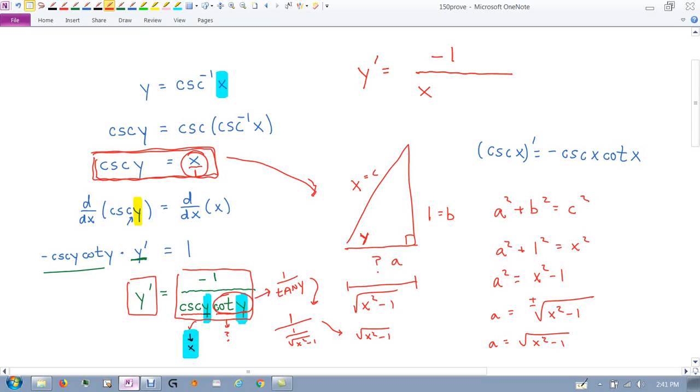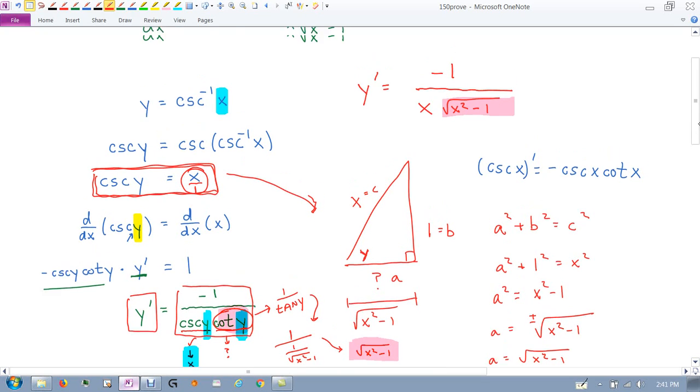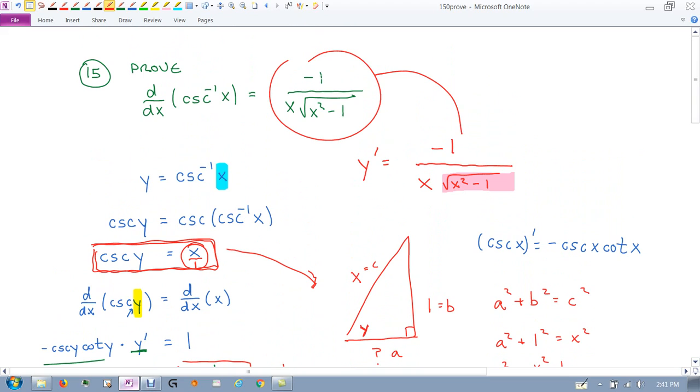So we have x, and then we have the cotangent of y, which turns out to be this. So that goes right there. So that is root x squared minus 1. And that matches what we were trying to show. Okay. So that's number 15. All right, where are we at? Number 16.